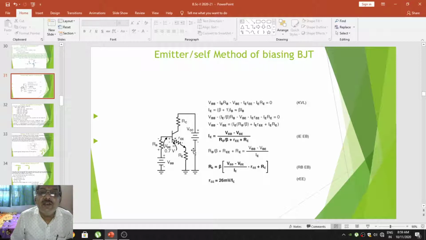But in common emitter configuration, we can write I_C is equal to beta I_B. Therefore, I_B equal to I_C upon beta. By substituting this value in this equation, we can get V_BB minus I_C upon beta R_B minus V_BE minus I_E R_E, that's equal to 0. One can write V_BB minus V_BE equal to I_C into R_B upon beta plus I_E r_e plus I_C into R_E.